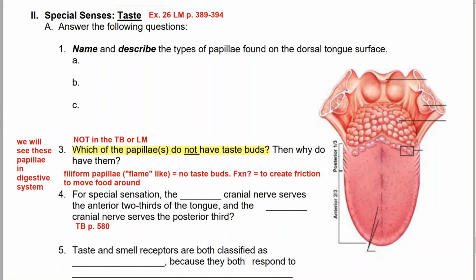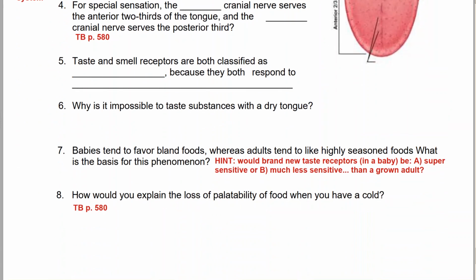So then we move on to taste, exercise 26 in your book. All you really have to do is kind of understand how the taste receptors work and where they live on your tongue. And so I've given you some information here about which papillae do not have taste buds, but I also found a great picture that I'm going to show you that helps to explain that. Then you kind of talk about, just read in your lab manual about kind of how the taste and smell receptors work, what is the importance of saliva, and then some kind of questions getting you to think about taste receptors.